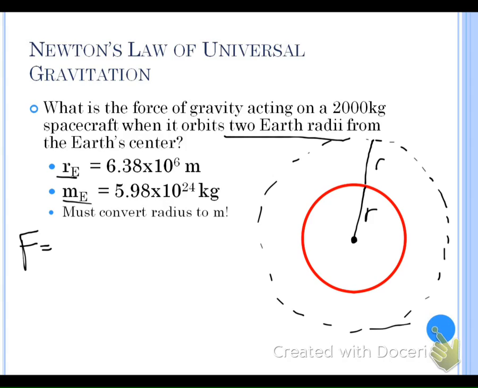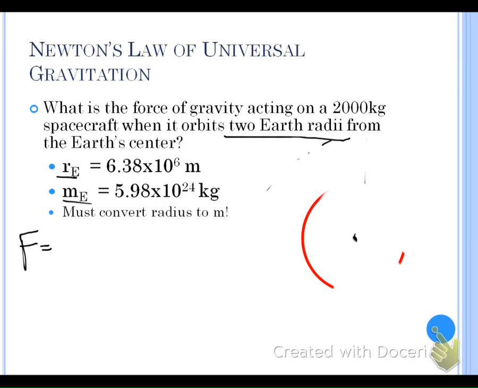Okay, so now our radius is just going to be 2r. So we'll take 2 times the radius of the Earth and we'll square that whole entire thing in our problem. Does that make sense? Yeah. Wait, but we already have radius squared. Now we have to take 2 times the radius and then we square that whole thing.